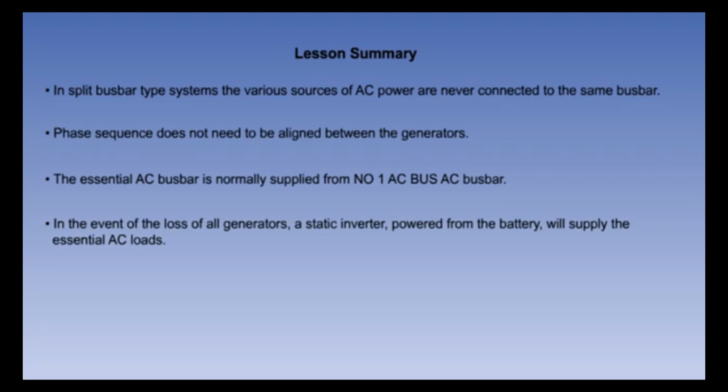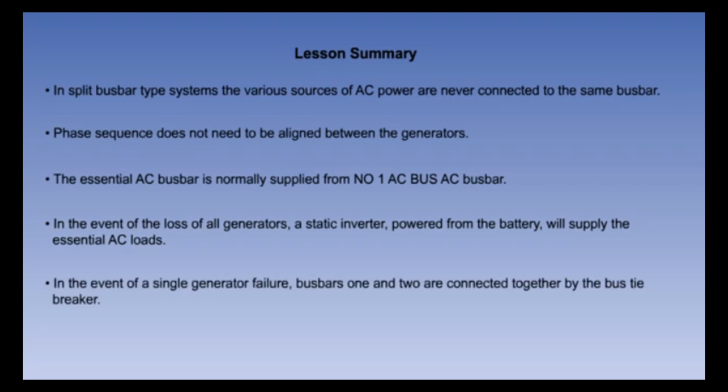In the event of the loss of all generators, a static inverter, powered from the battery, will supply the essential AC loads. In the event of a single generator failure, busbars 1 and 2 are connected together by the bus tie breaker. On the ground, an external power supply can be used to power all of the busbars. When you are happy with these points, continue to review the Airbus system circuit diagram.